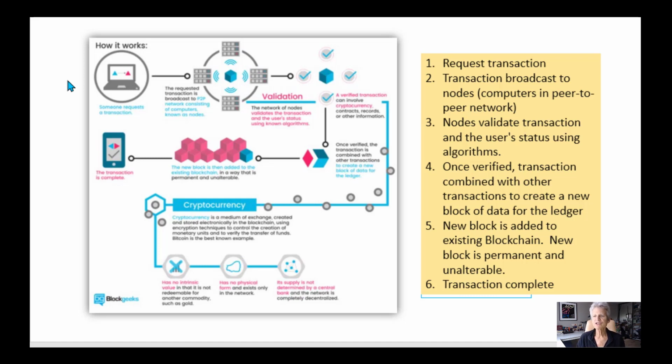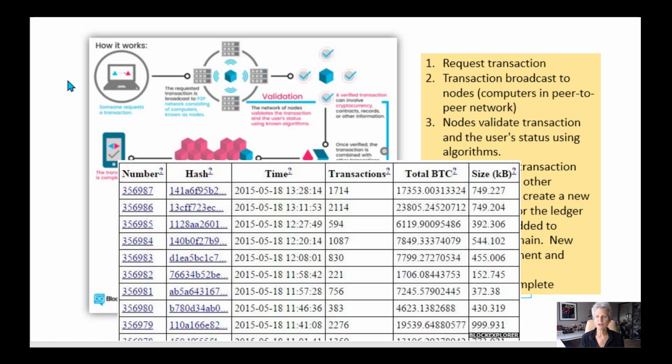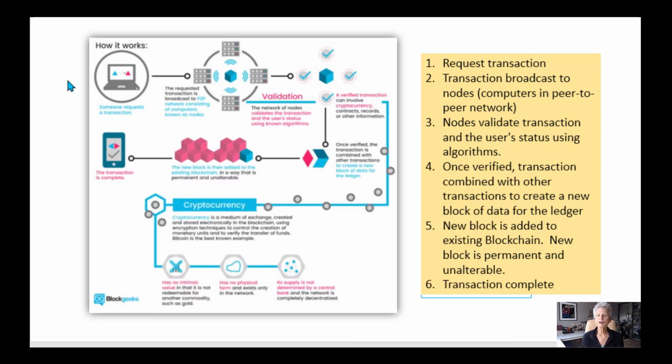Once they're verified, the transaction is combined with other transactions to form a new block of data for the ledger. Each of these transactions is verified and then entered into the ledger, which is visible to anyone. It's completely transparent. And then that transaction becomes part of a block. Now, here's where it's important. That block is permanent and unalterable. So once that block has been added to that blockchain, that transaction is complete and nothing else needs to be done.